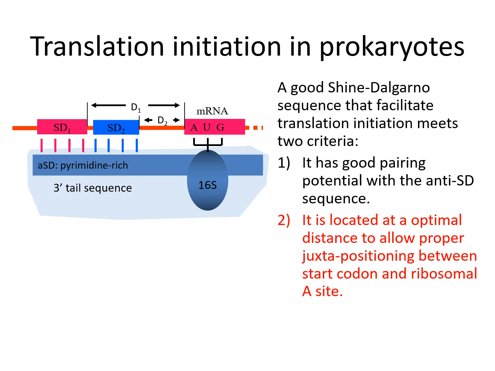As a result, genes that have an SD sequence have better translation initiation efficiency than genes that don't have the SD sequence. A good SD sequence that facilitates translation initiation therefore needs to meet two criteria. First, it has to have good pairing potential with the anti-SD sequence. Second, it is located at the optimal distance to allow proper positioning between the start codon and the ribosomal A site. In my presentation, I will focus on the second criteria, which also happens to be the more important feature.